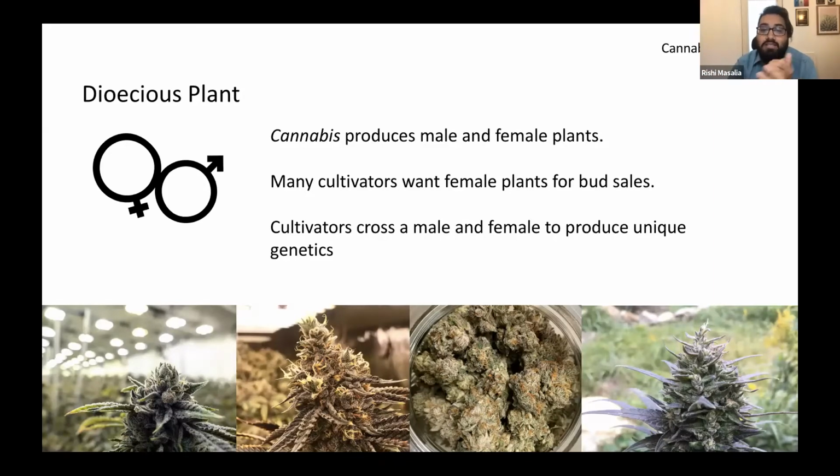As soon as you cross a male and a female, the buds start to produce seeds. So if you were a seed propagator, that's what you want. Also, if you're a cultivator, you have to cross a male and a female plant to produce unique genetics.